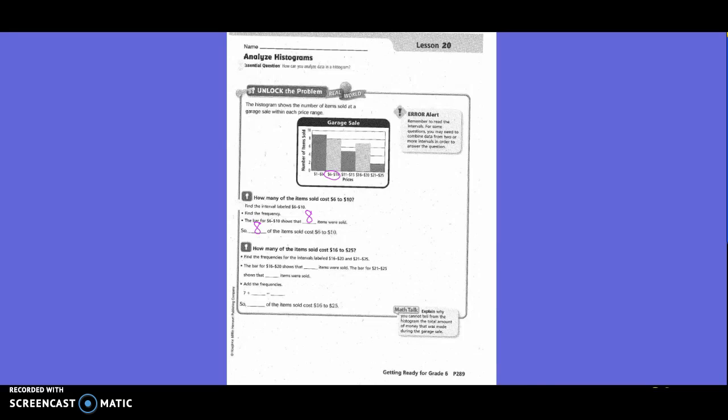How many of the items sold cost $16 to $25? So now we're going to look at $16 to $25, but is that only one bar or two? Two. So we found $16 to $20 and $21 to $25. The bar for $16 to $20 shows how many items were sold? Seven items were sold. The bar for $21 to $25 shows that two items were sold. So 7 plus 2 equals 9. So 9 of the items sold cost $16 to $25.